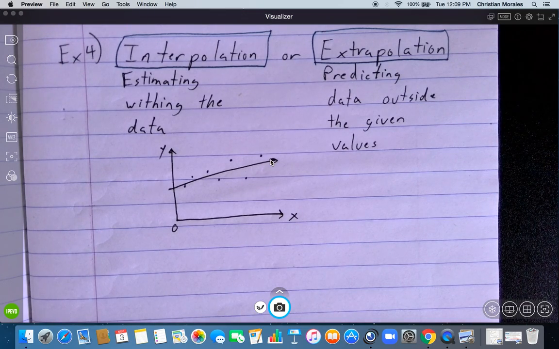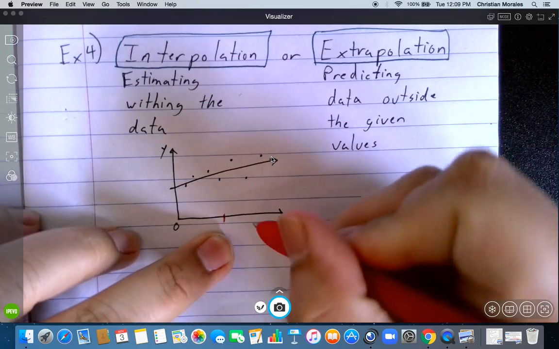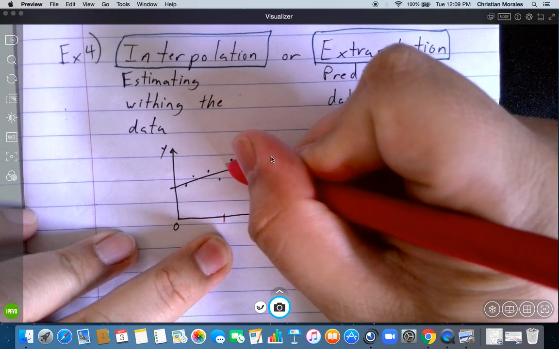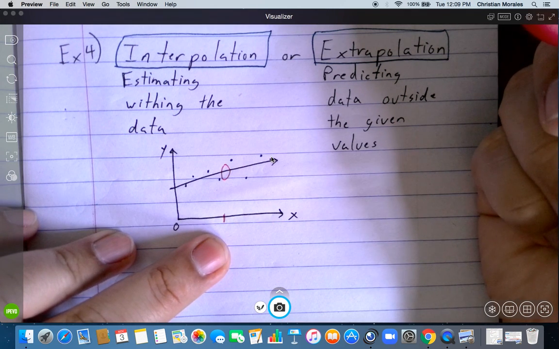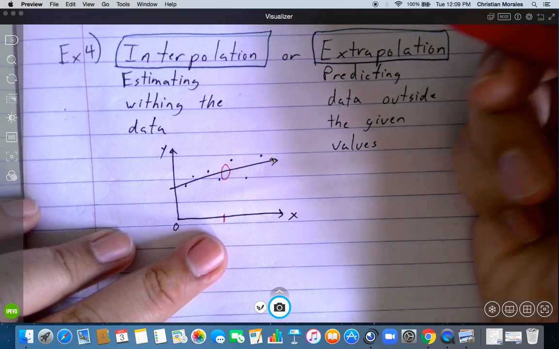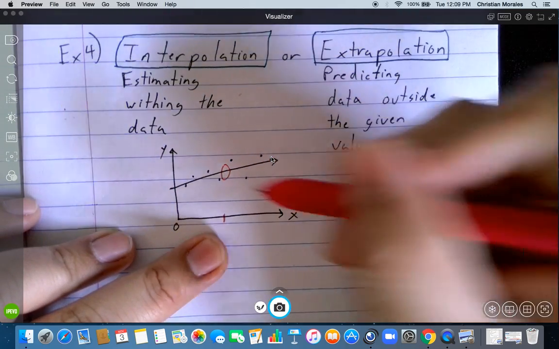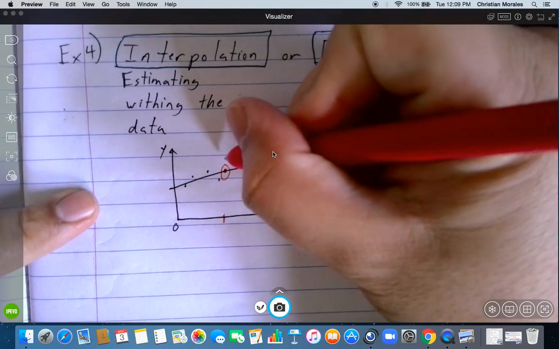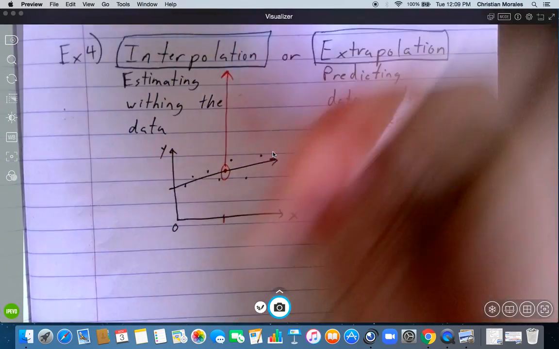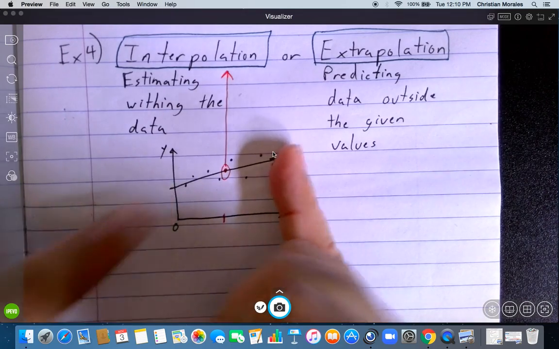So for example, let's say there was no point right here. Let's just say this is 5, right? There's no point here at 5. So what would be the point? What do you think the point would be? If we were to add a point to the data, where would that point be? Well, we would think that it's right here. It would be close to the line. This would be an example of interpolation. You're estimating within the data, okay? And your data is from here to here.